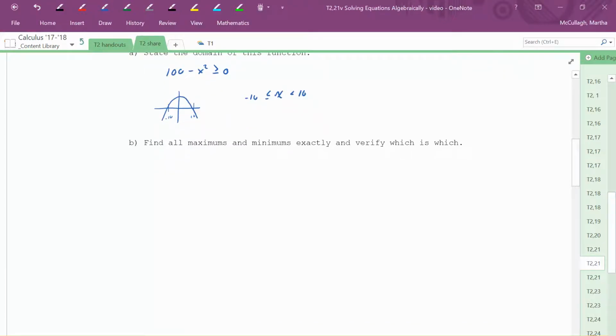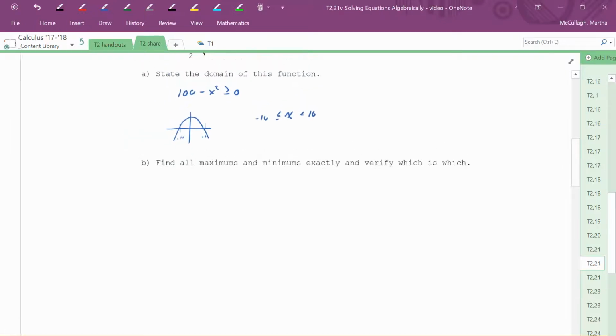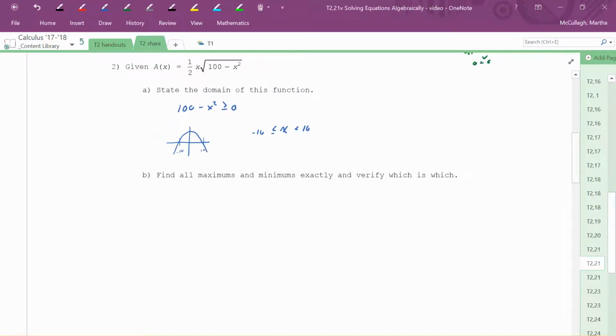Find all the maximums and minimums exactly, and verify which is which. Okay, so I'm going to come back up to my original equation. If I'm looking for maximums and minimums, remember back a few weeks ago, months ago, we were looking for the derivative and where the derivative is equal to 0, because we're talking about the slope. We want the slope to be 0, and the slope of the tangent line is going to be 0 either at the top of a hill or the bottom of a valley.